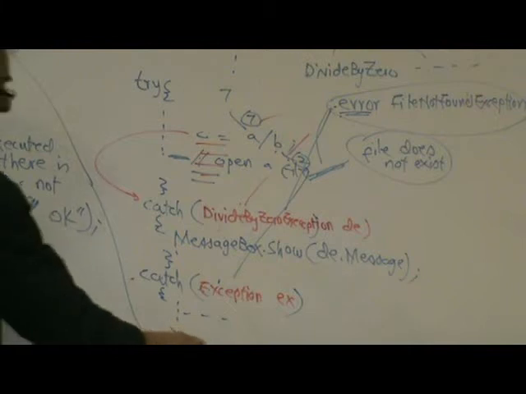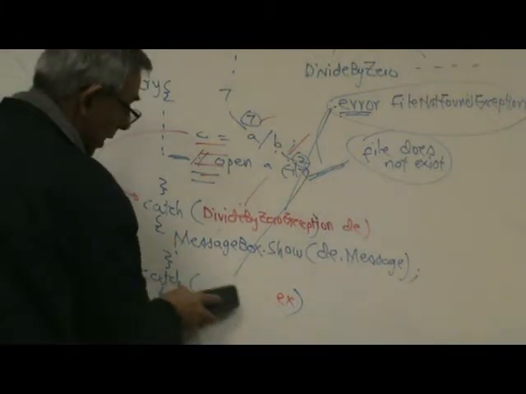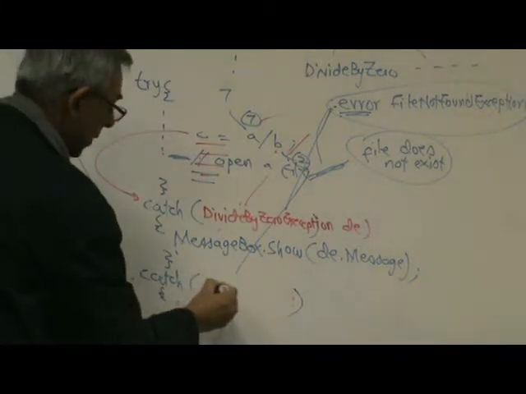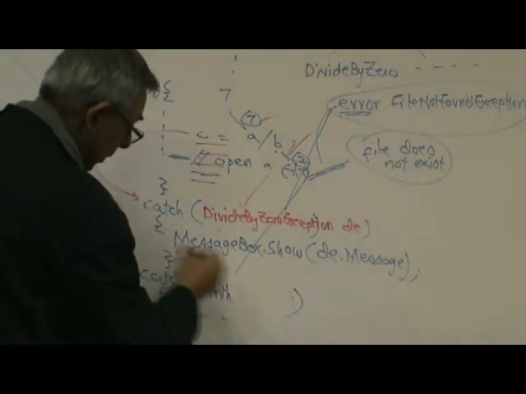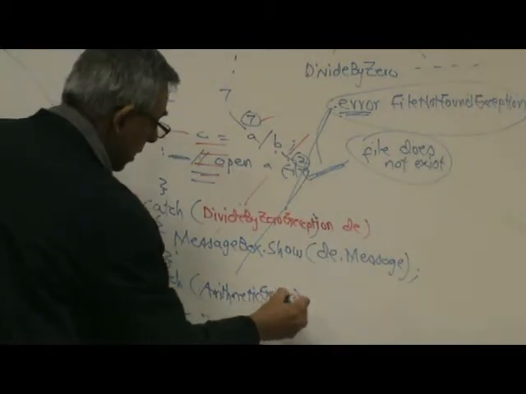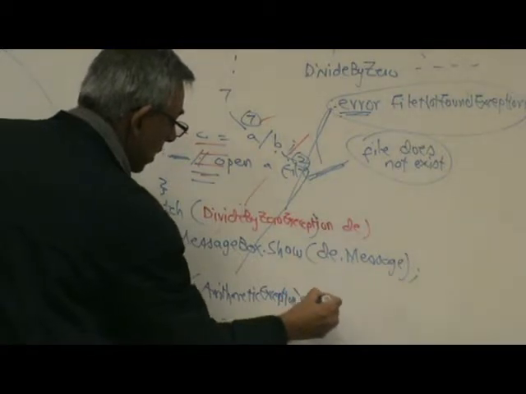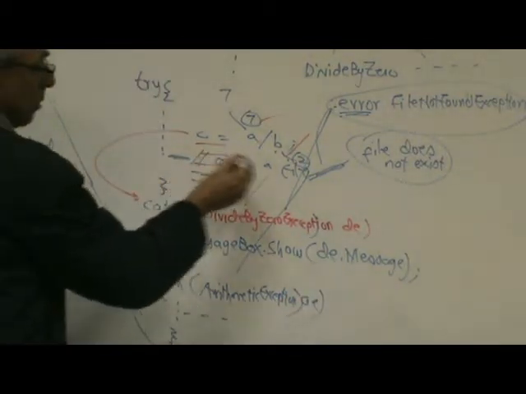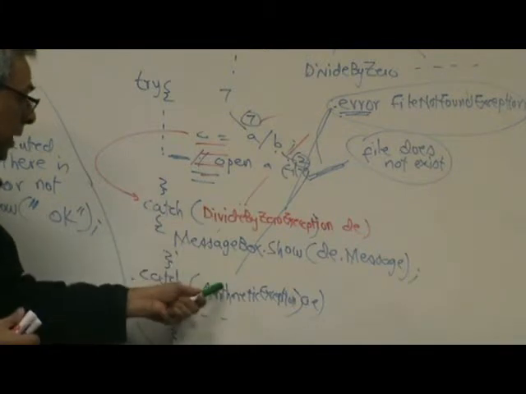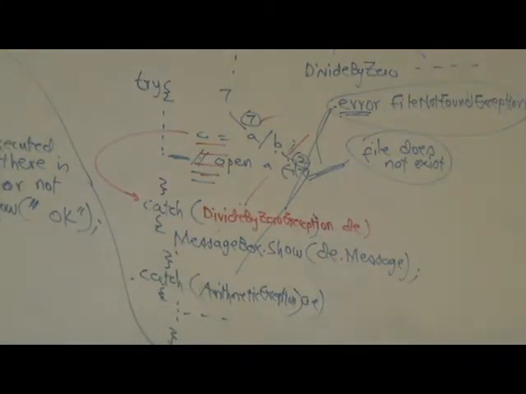What if our next one was, let's say, ArithmeticException? Instead of the base class Exception, we wrote ArithmeticException. Now what will happen if we try to open a file that doesn't exist? The system will still crash. It doesn't find a match. It doesn't match this one, it doesn't match this one. Now your program will crash saying unhandled exception occurred in your program.